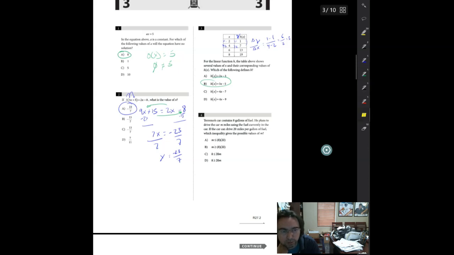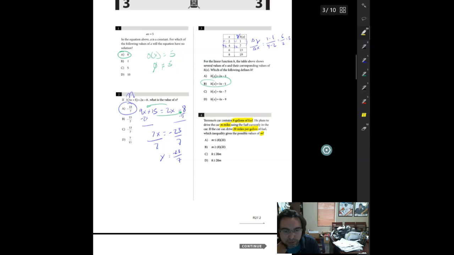All right, let's look at number 4 here. We see Terrence's car contains 8 gallons of fuel. Let me see. 8 gallons of fuel. He has plans to drive the car m miles using the fuel currently in the car. If the car can drive 20 miles per gallon of fuel, which inequality gives the possible values of m?